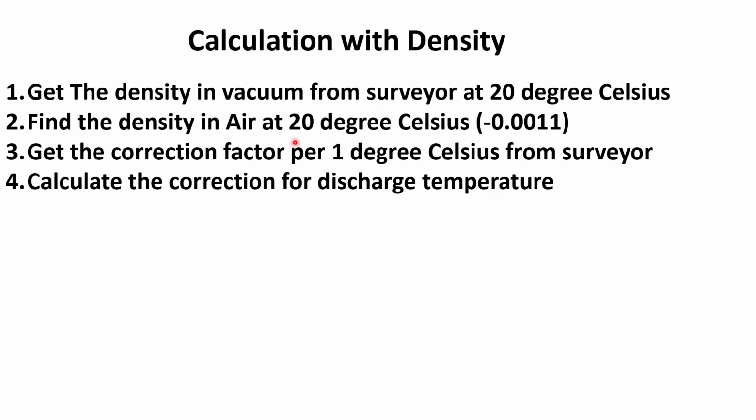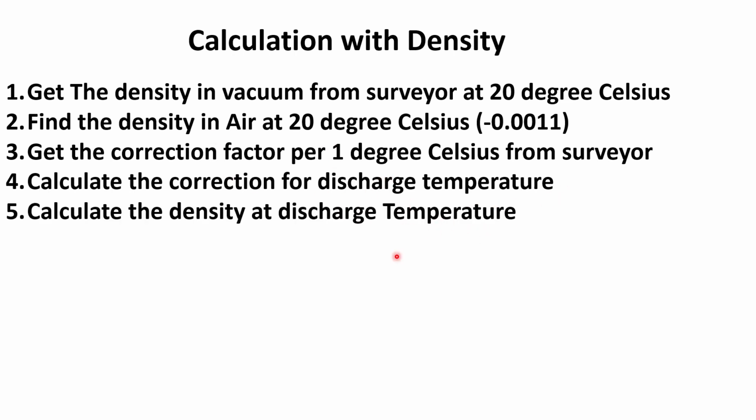Because you have got the 20 degree density, and you just need the correction factor for 10 degrees, and you just add or deduct as per the surveyor's requirement, and you get the density of the cargo in air at 30 degrees Celsius, right, at that discharge temperature.